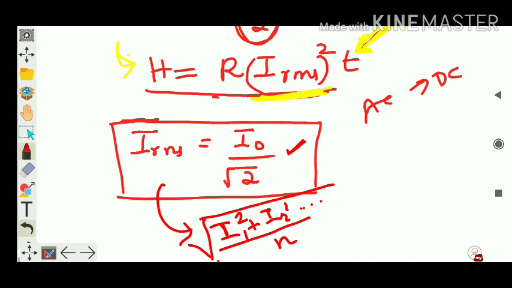Similarly, in the case of voltage, ERMS is equal to E naught by root 2. Clear? Since we are not able to do the homework numerical in this video, I will send it as a photo.